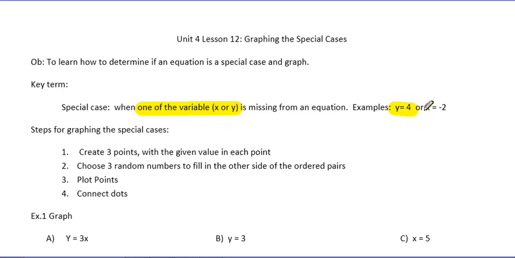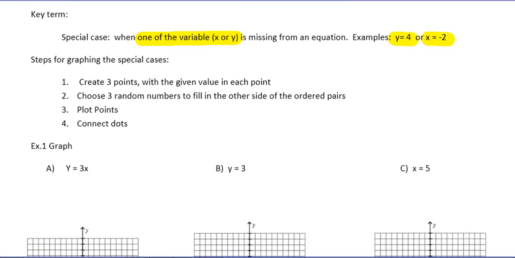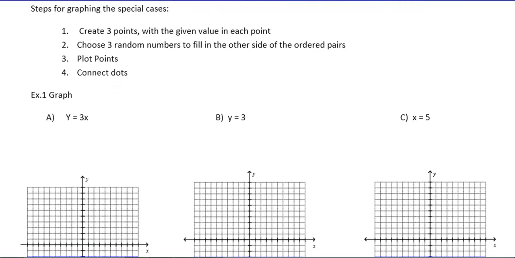For example, over the last couple of days we've been graphing slope-intercept form. Here you'll notice the x is missing, or here you'll notice the y is missing. When it comes to these types of problems, we create 3 points with the given value in each point, and then randomly fill in the rest. Plot the points and connect the dots.